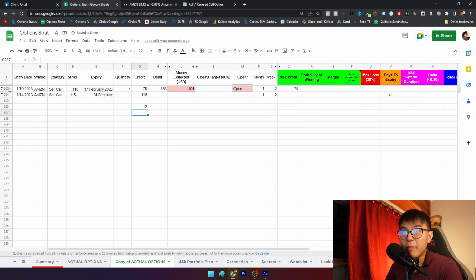I may have lost some money in this initial trade that I made, but I'll then earn back the money by selling a new call option, and this is what we call rolling a covered call option. I know $12 is not very sexy. You can actually choose a date further than February 24th to potentially earn more money.